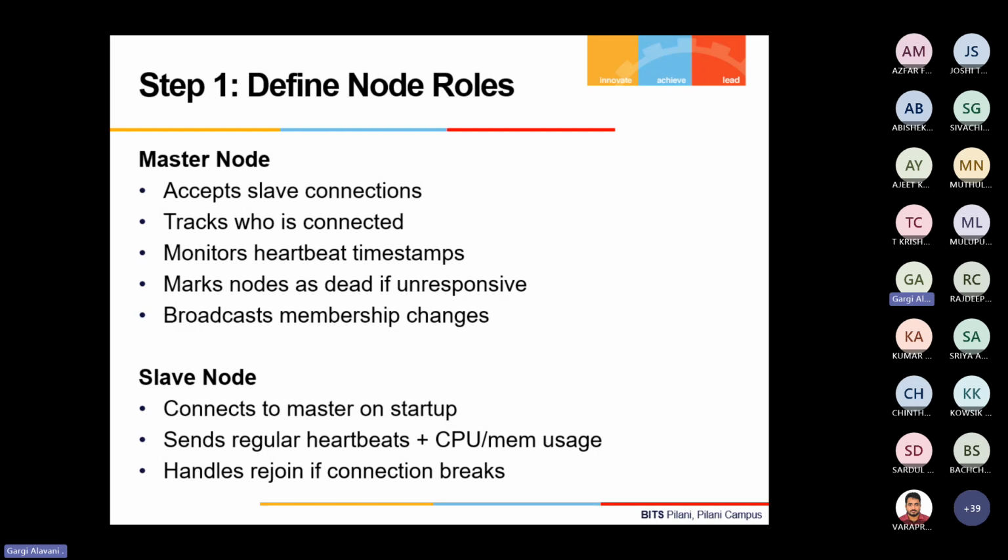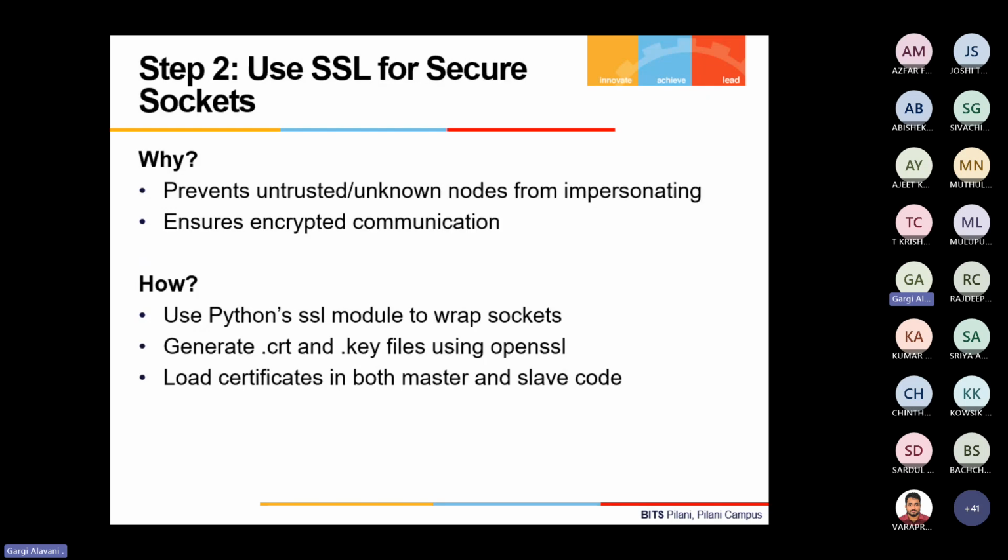The slave is the node which will connect to the master. It will send heartbeats regularly, and it will also send CPU and memory usage. And if the connection breaks between the slave and master, it has to request a rejoin.